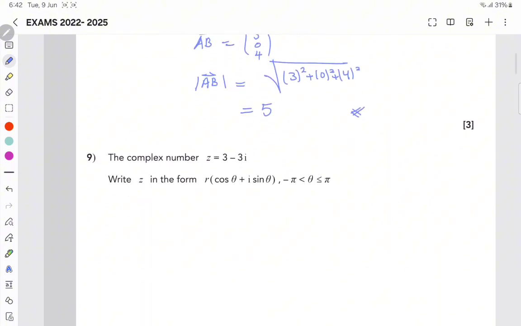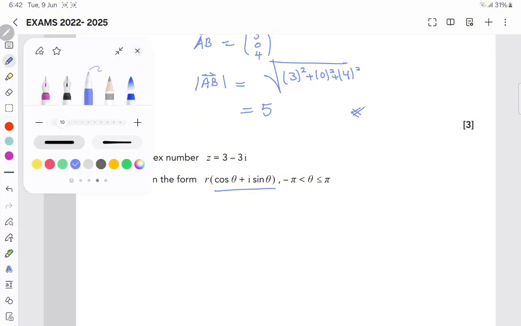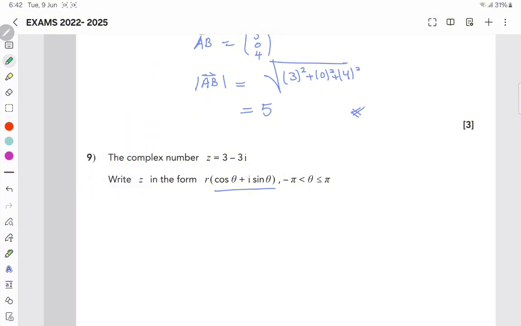Next question. The complex number z is equal to 3 minus 3i. Write z in the form. That form is called the polar. So it's very good that this topic is coming, because I want to talk about this.